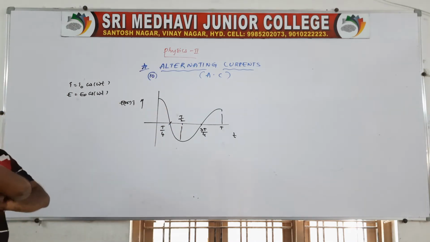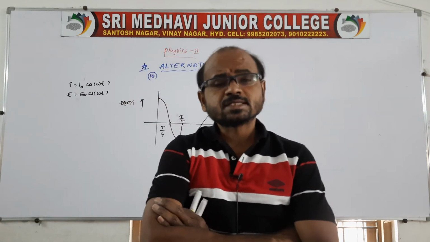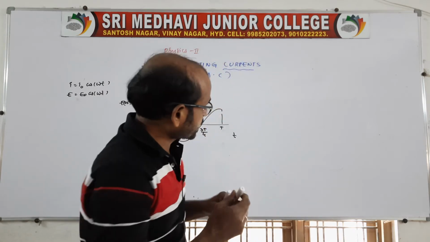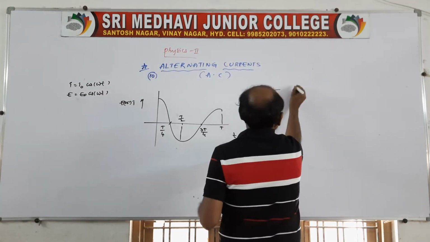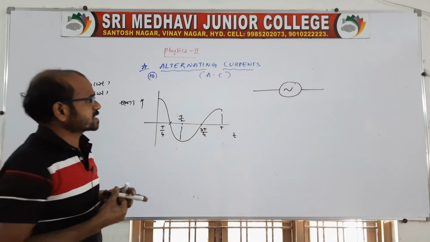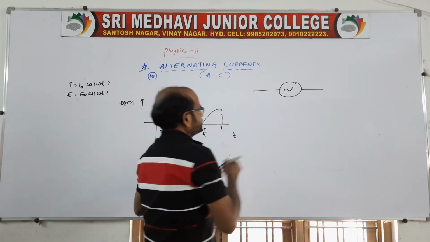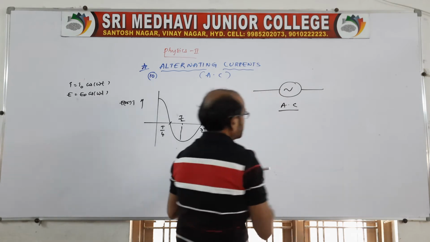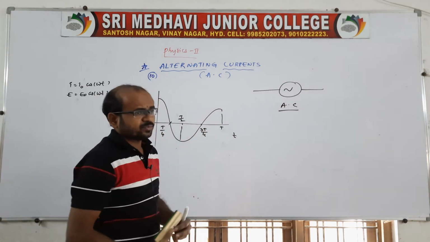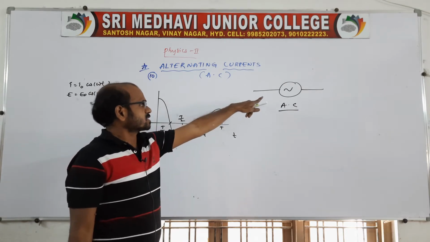Sir, what is the alternating EMF symbol? In circuits, if we see alternating currents or alternating EMF, there is a symbol for it, we can say this is the symbol. If this symbol is shown in the given circuits, we can call it alternating current or alternating EMF. Because we know the battery, the resistor, the inductor, the capacitor. In the same way, the alternating current symbol is represented.